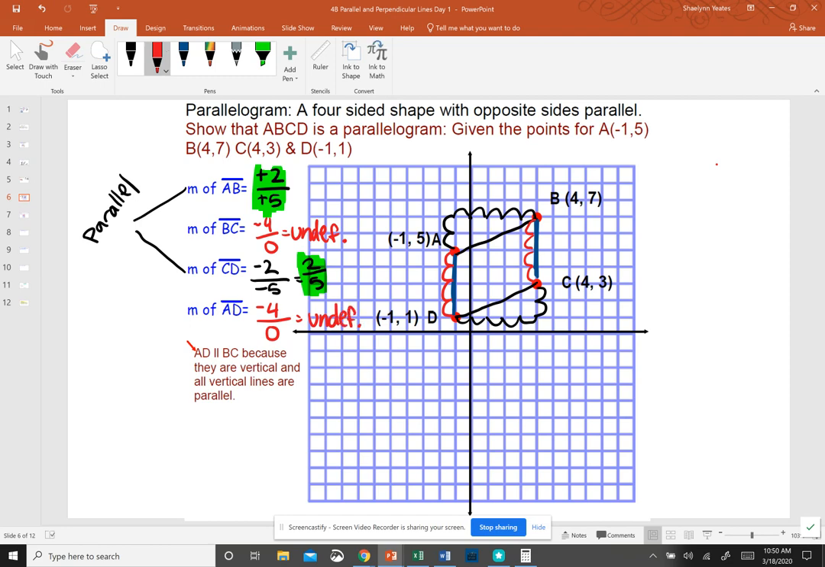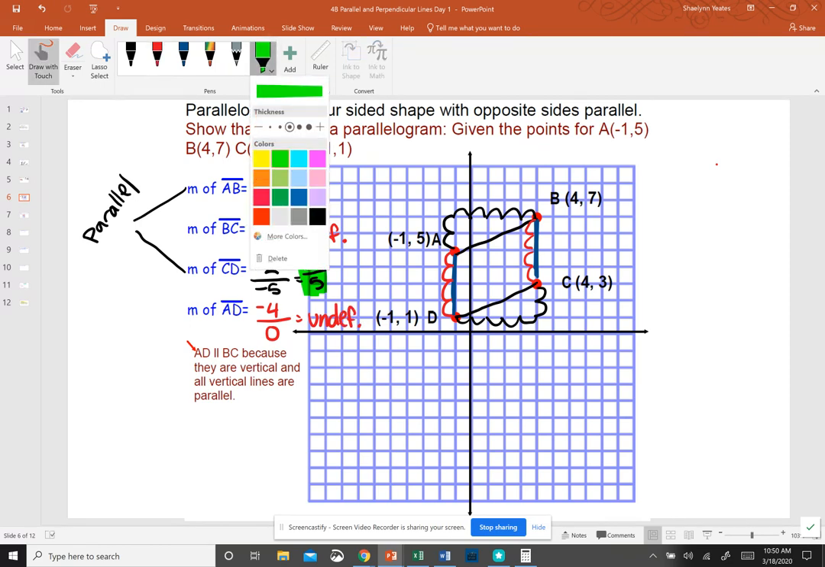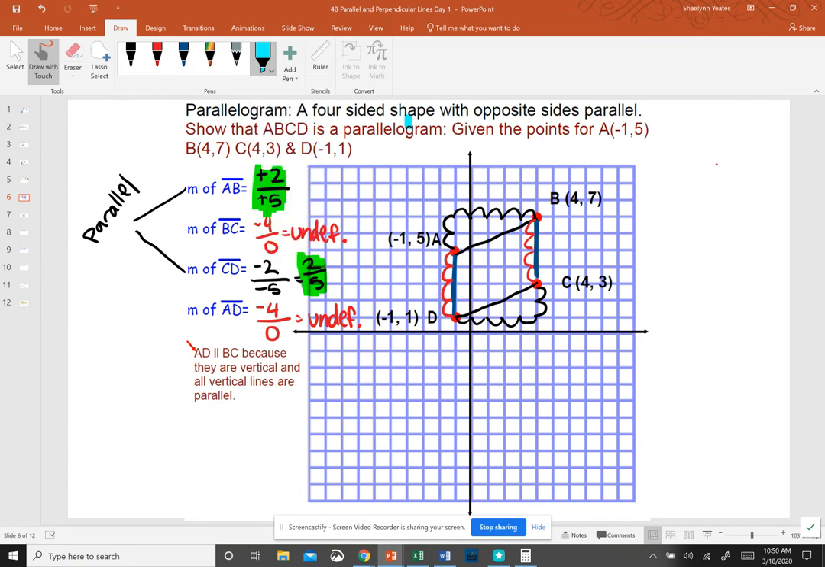Well, if I have two undefined slopes, are they the same slope? And the answer is yes. These two lines here are in fact parallel.